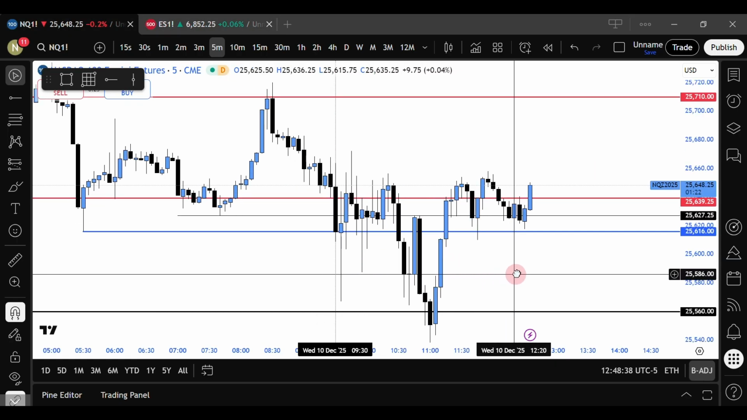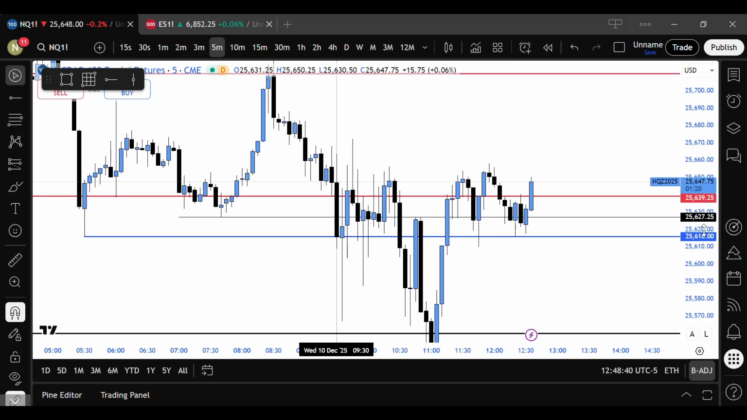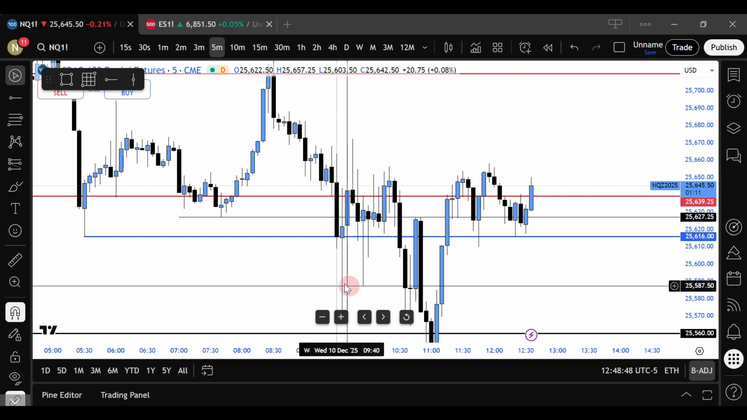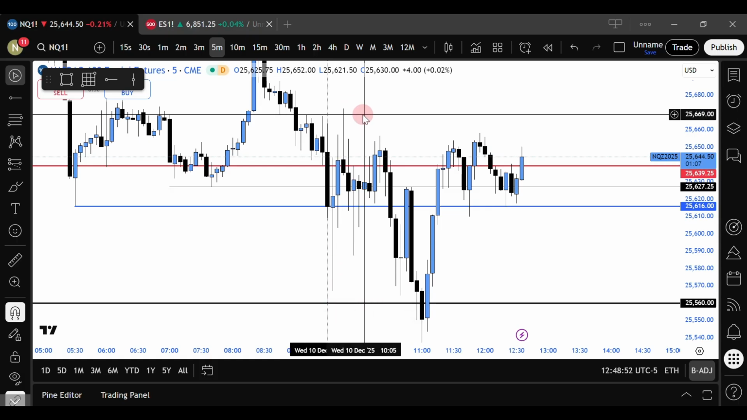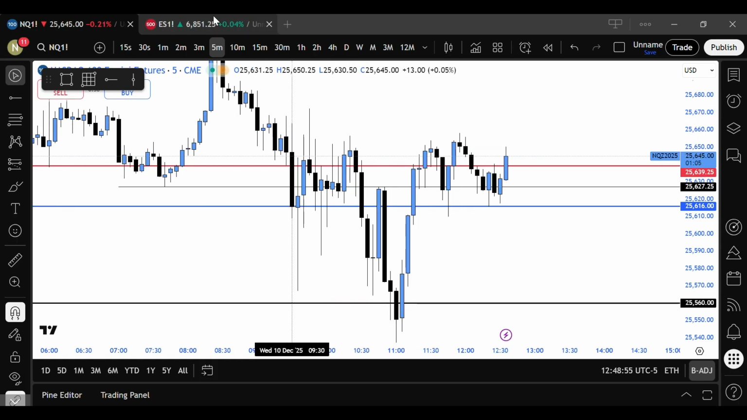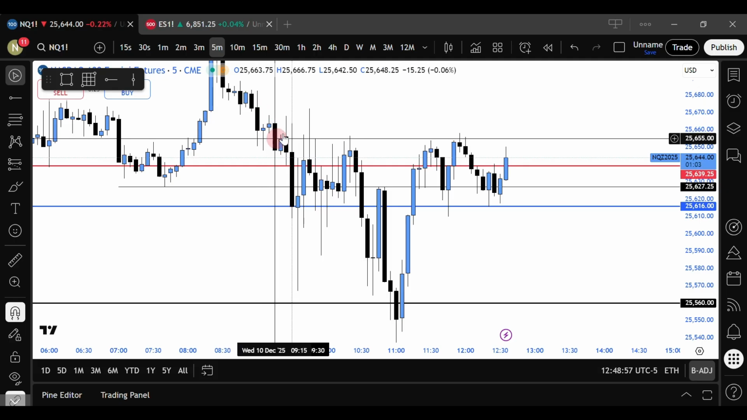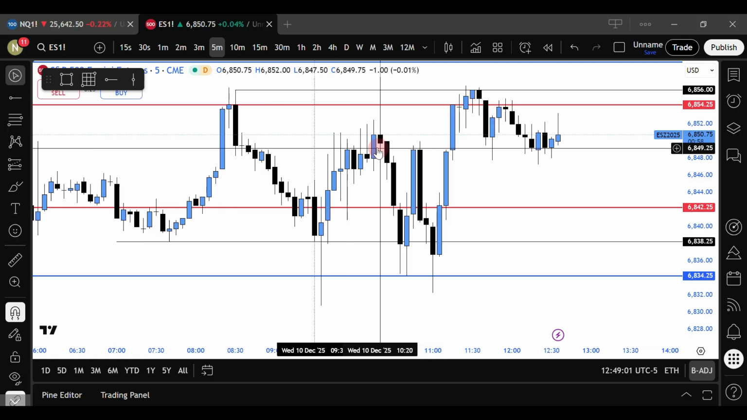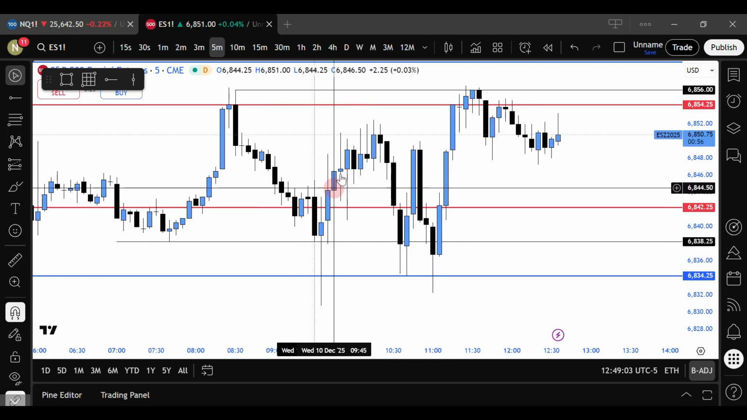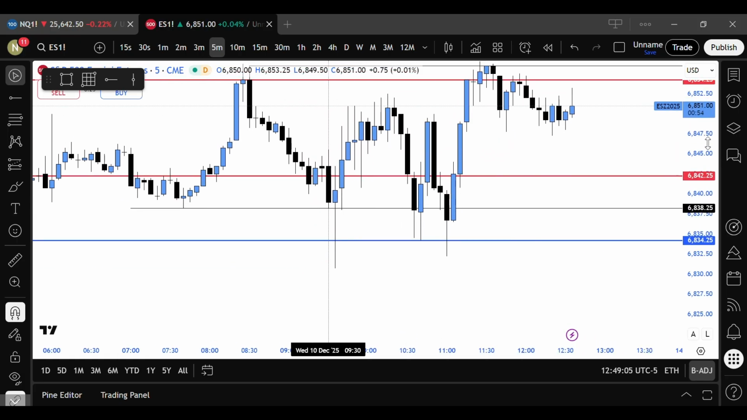NQ, what do we see? NQ here. We come down here. Bang, sweep out both these lows and almost sweep out these daily lows down here. And from what I'm seeing is that NQ is more of the leading index to the downside compared to, you can see ES swept and reversed up and kept going up.